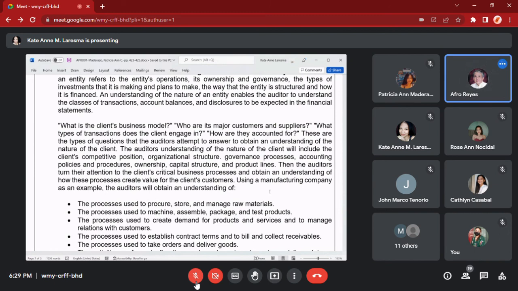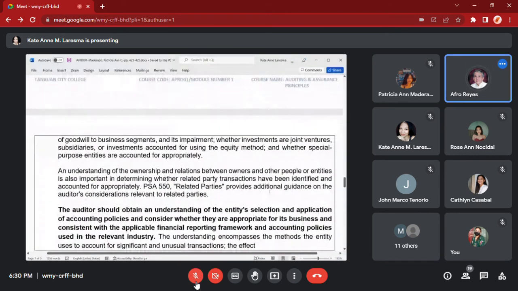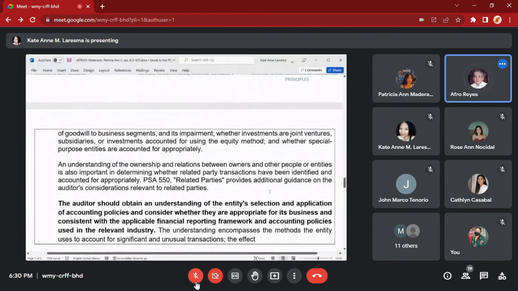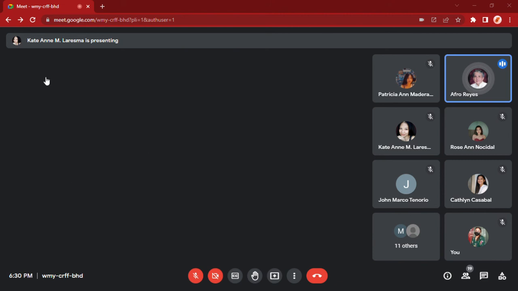Scroll down. Down. The entity may, there. That one. Up there: subsidiaries or investments accounted for using the equity method, and whether the special purpose entities are accounted for appropriately. What are these special purpose entities? The corporate structure has become too complicated. They now have what are called special purpose entities associated with the parent. What is that special purpose for?